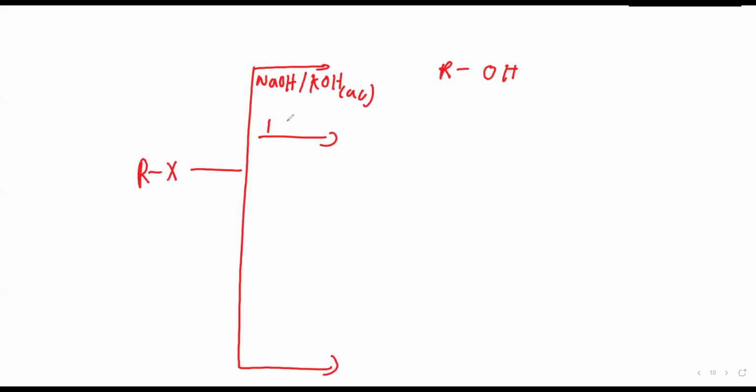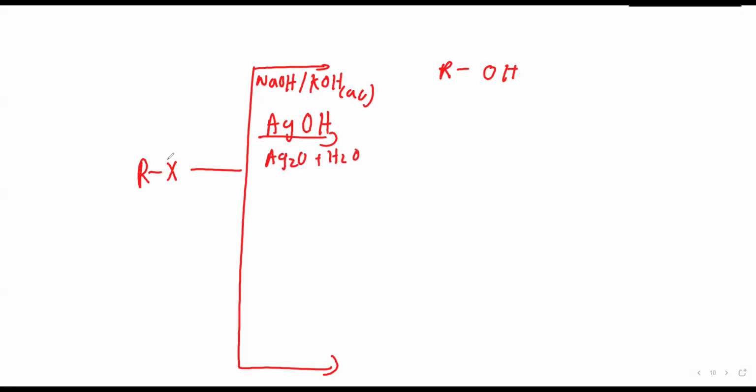Now I'm going to use moist silver oxide. When I say silver oxide, the formula is Ag2O. Moist means I'm going to add water to it. These two will react among themselves and they will generate what? AgOH. So the next reaction, I'm going to use AgOH. How did I get this AgOH? These two react. Are you getting it?